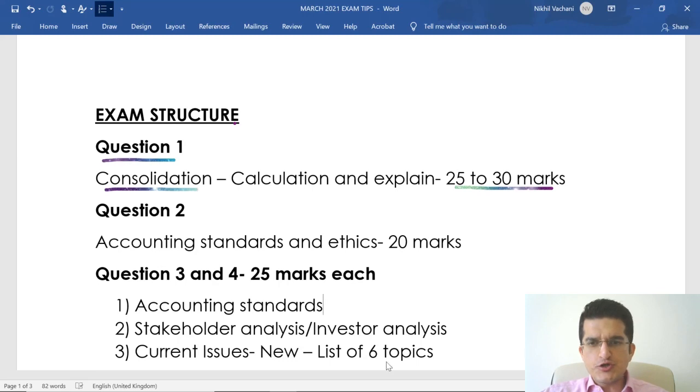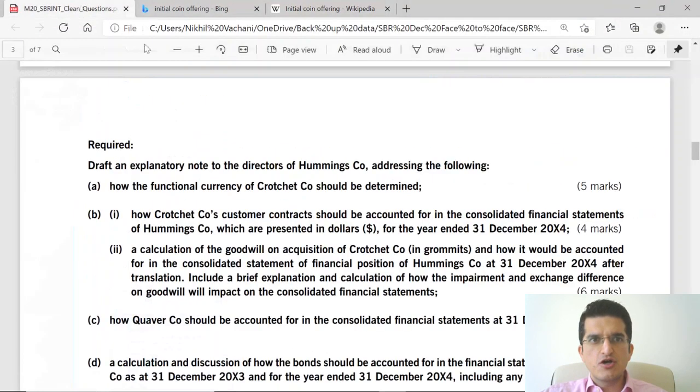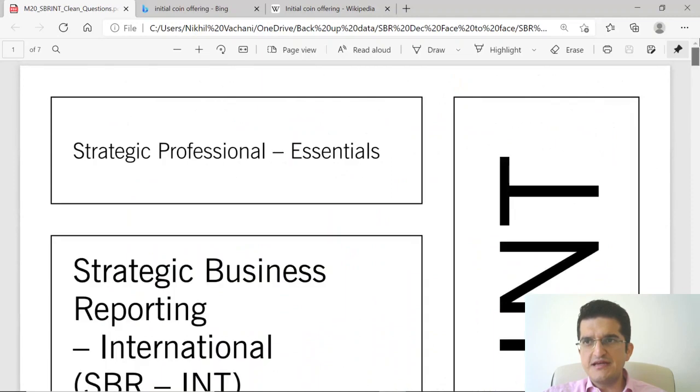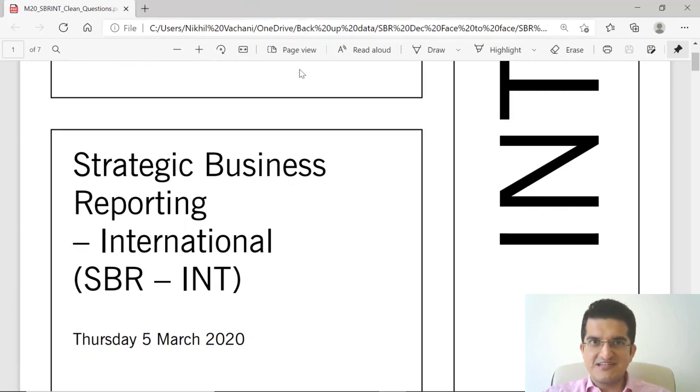And just to show you how the exam will look, I said rather than just having a conversation, it's great to have a look at how the exam will look. So if you see on the screen here, this is how the exam will look. I encourage you to practice. I was reading about some initial coin offering, which is very interesting, which is what I've put on the current issue.